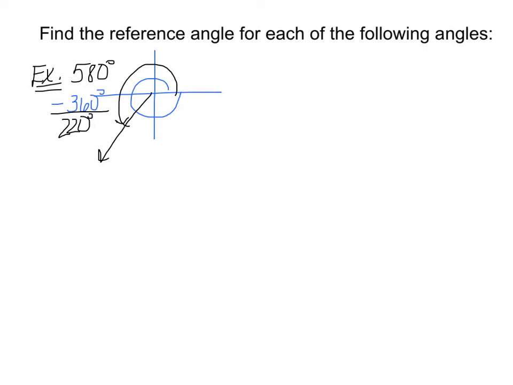So since it's this angle right here, from the terminal side to the x-axis, we're going to use 180 to find the difference. So 220 minus 180 will give us 40 degrees. So that would be our positive acute angle.